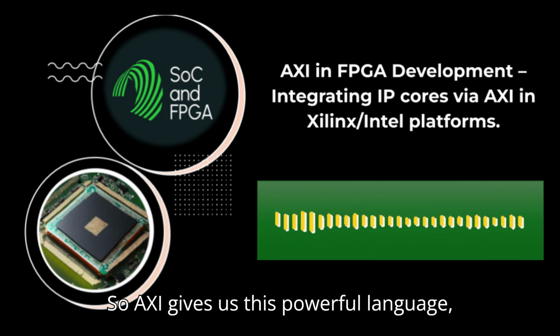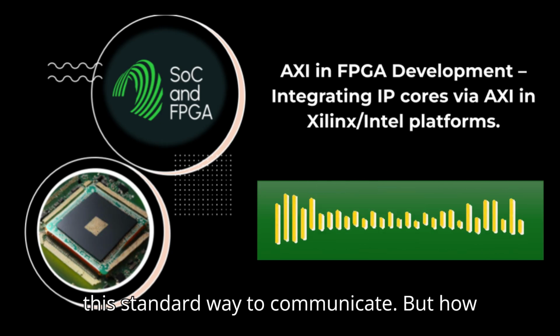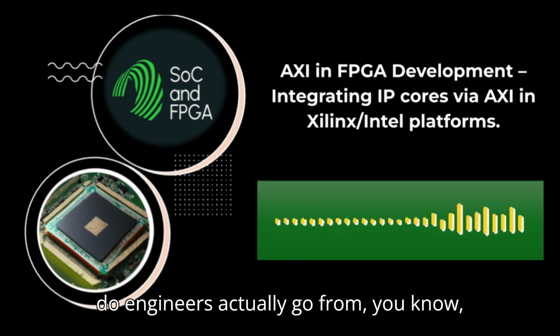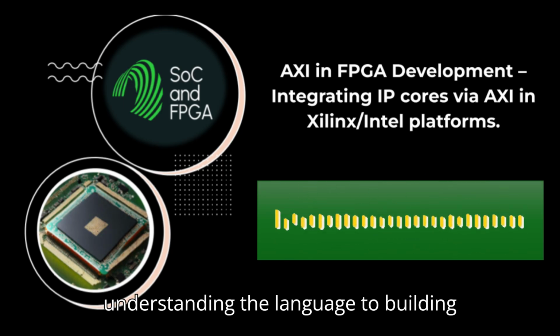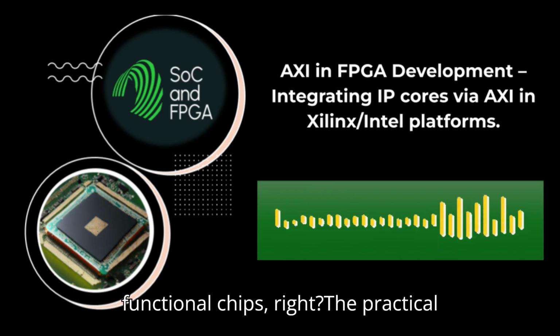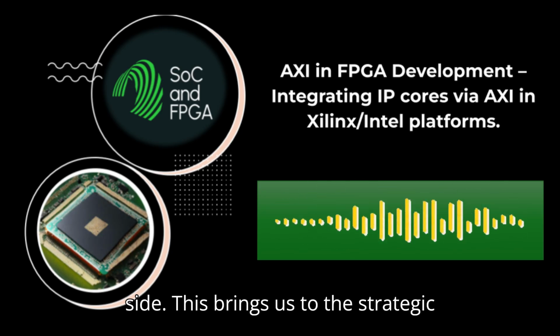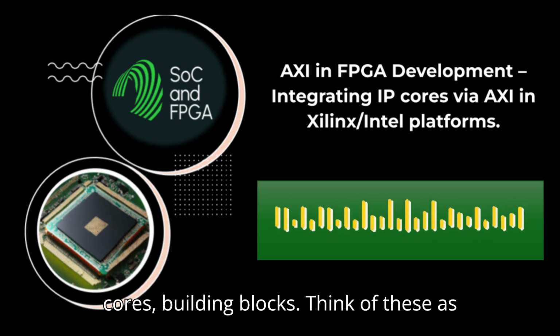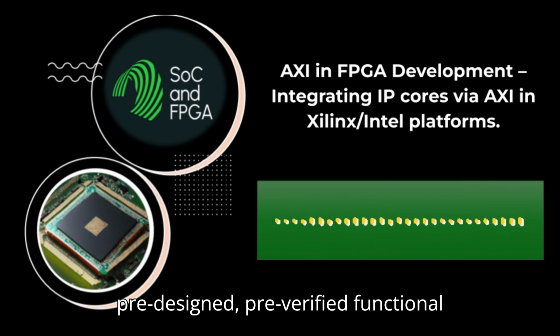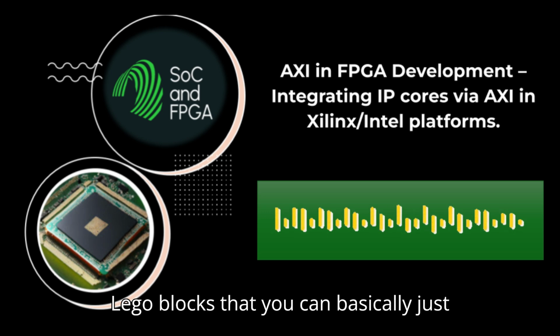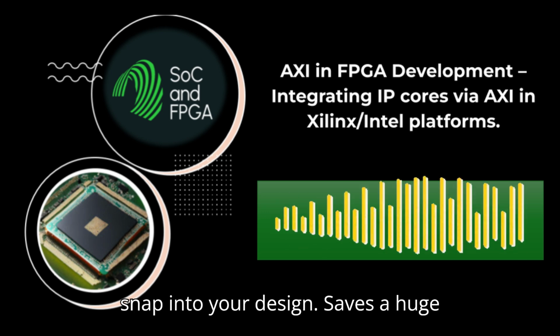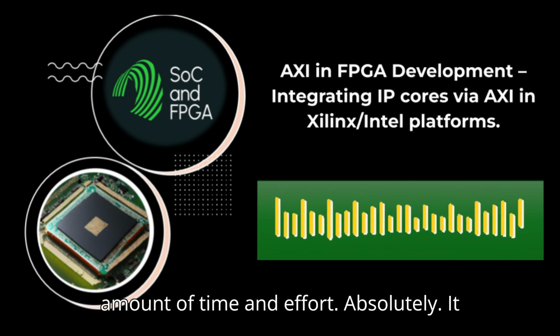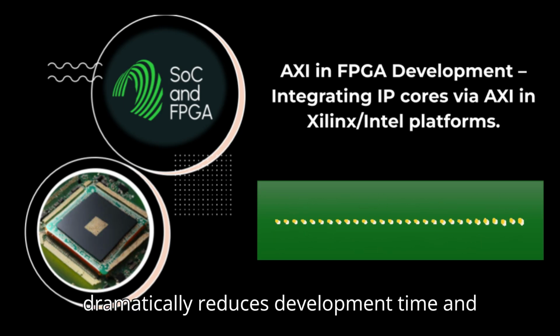So AXI gives us this powerful language, this standard way to communicate. But how do engineers actually go from understanding the language to building functional chips? Right, the practical side. This brings us to the strategic role of IP cores, intellectual property cores. Think of these as pre-designed, pre-verified functional Lego blocks that you can basically just snap into your design. Saves a huge amount of time and effort. Absolutely. It dramatically reduces development time.